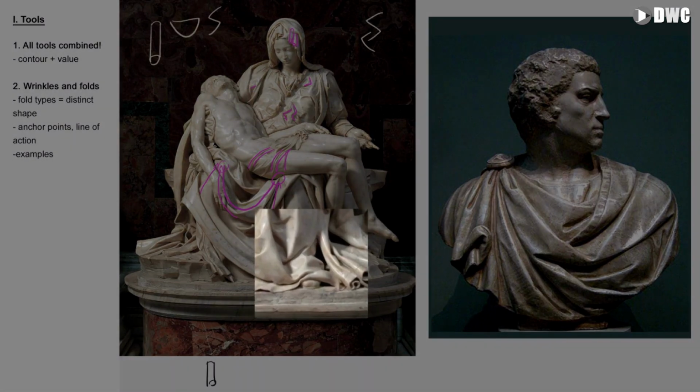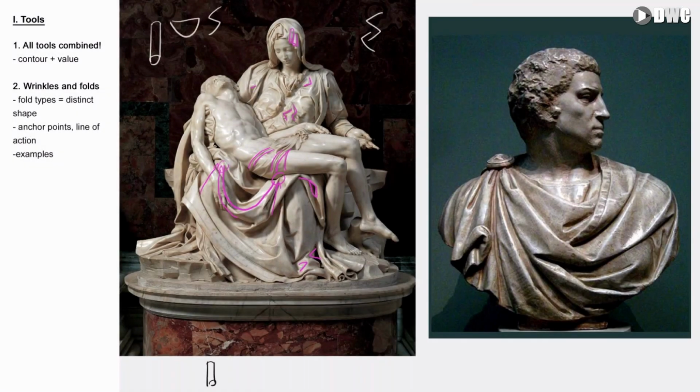Half locks here. See that? The half lock. Basically interlocking zigzags. This is also a half lock. In the sleeve of the Virgin Mary, in the pit of her elbow here, you have lots of little mini half locks. I know it's kind of hard to see.